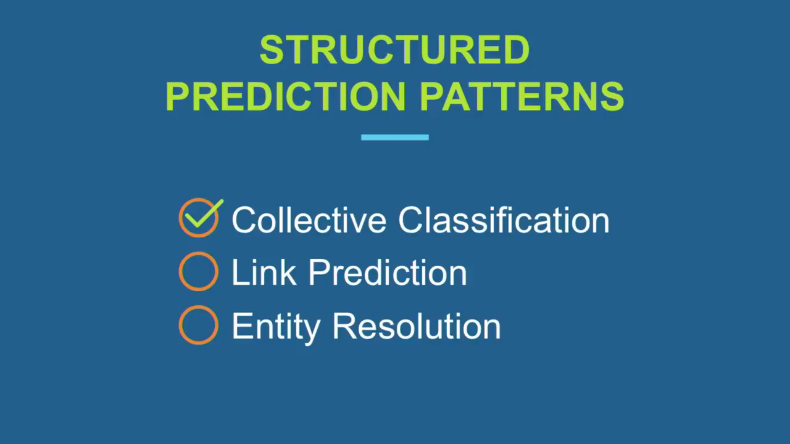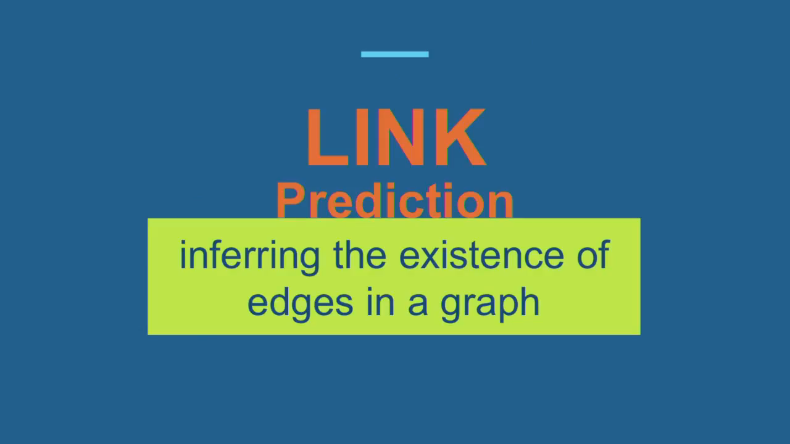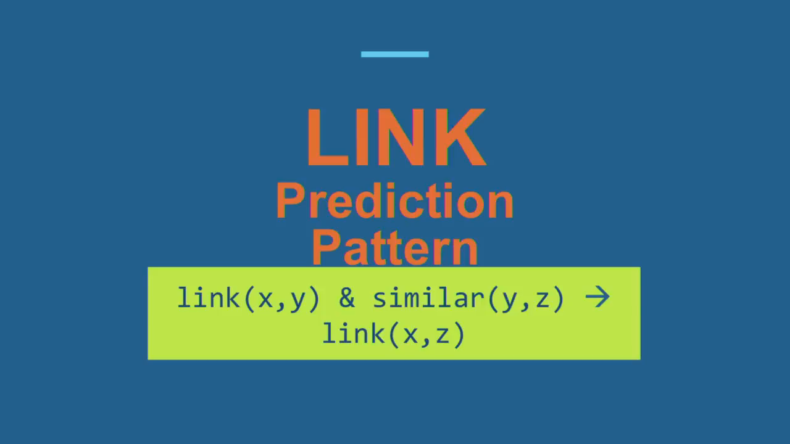The next pattern that I want to talk about is something with predicting links or edges in a graph. And for this, again, we have a really simple logical pattern that we can encode, which is that if I have a link between x and y, and there's some other variable z that's similar to y, then I should have a link between x and z. So first off, you can see, again, that it's collective because I have the thing that I'm trying to infer, which is the link, on both sides of the rule.